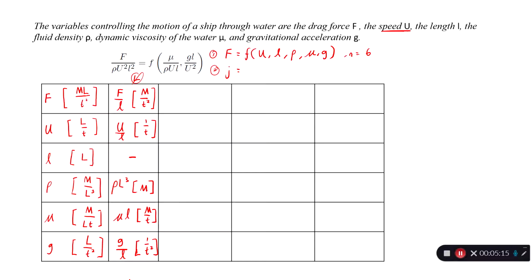Okay, next let's get rid of m, and we've done this before, very similar in question 7.2. So we can use density times length. Density of water, of course, is a constant, and we've agreed that length is a constant, so we can use this. Okay, so the first one will be force divided by rho L cube.